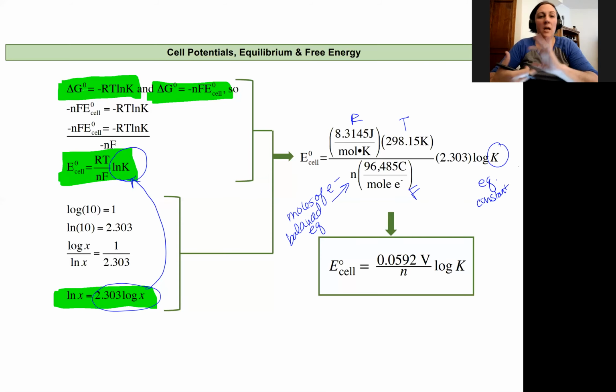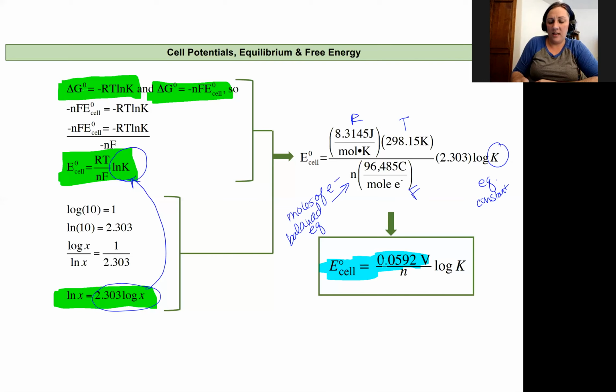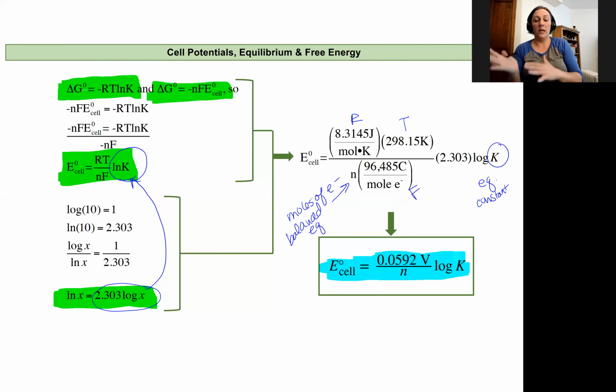I'm going to combine all of those constants that aren't going to change, multiply, divide, and I'm going to get this value, 0.0592. So we can simplify this equation just by multiplying out our constants and making them into one value. And so we get that the cell potential is going to be equal to that value divided by the moles of electrons in the reaction times the log of our equilibrium constant. And so this will allow us now to relate our equilibrium constant with our cell potential.